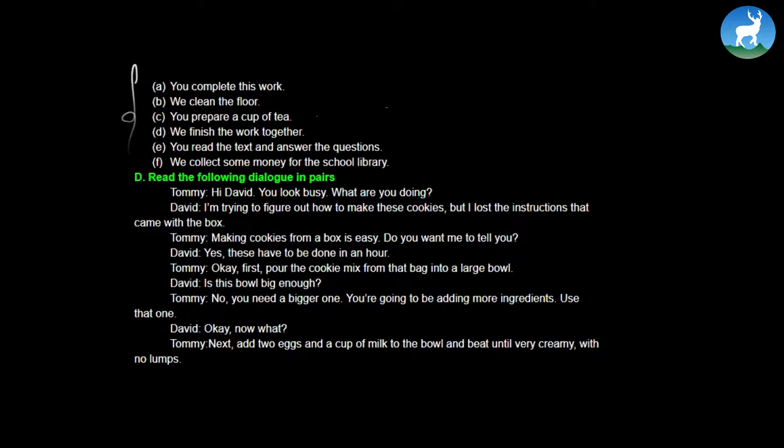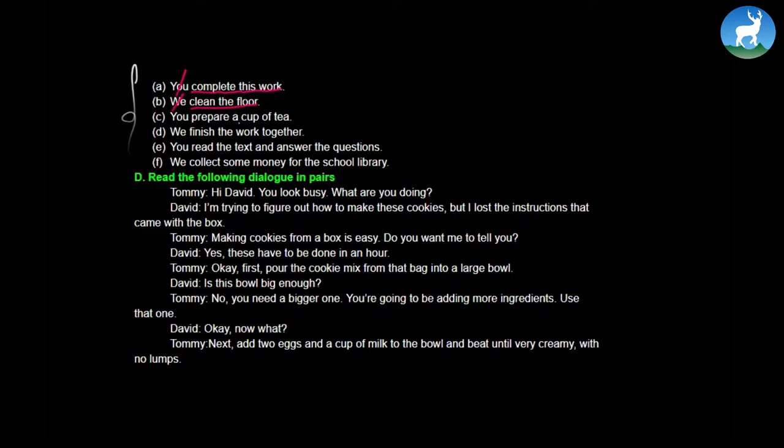Now, what are you going to do here? If you cancel "you", you complete this work. Now, if you cancel "you", it means complete this work, which is, again, imperative. If you cancel "we", again, it becomes clean the floor. Again, it becomes imperative.